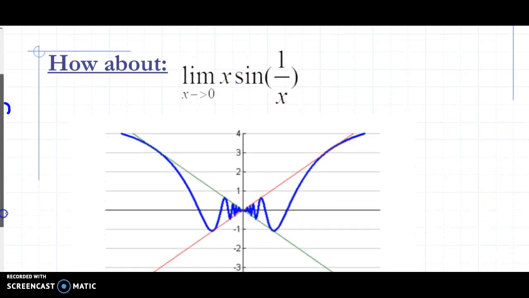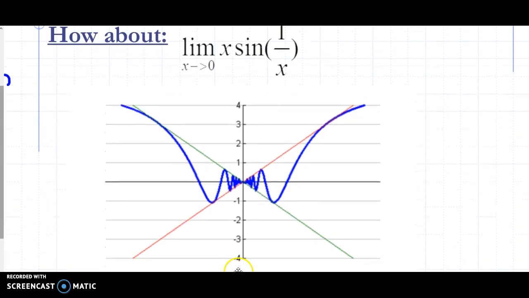Well, according to our squeeze theorem, we know that the negative absolute value of x is less than or equal to x sine of 1 over x, which is less than or equal to the absolute value of x. And if you're wondering why it's absolute value, well, remember that we're approaching 0. So you have to think about approaching 0 from the left and approaching 0 from the right when it comes to x. So that's why we have our absolute value here.